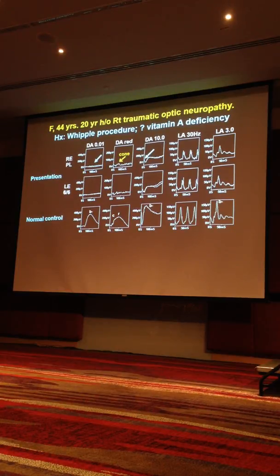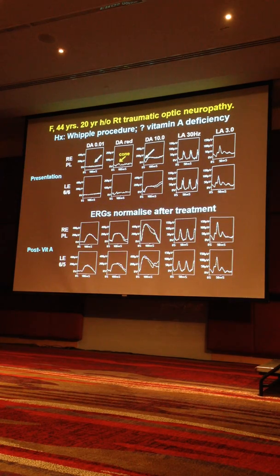Now, for me as an electrophysiologist, this is fantastic because vitamin A deficiency is treatable. Most of the disorders I see are not. So the patient gets given vitamin A, intramuscular injection, complete restoration of retinal function, diagnosis established, underlying pathophysiology confirmed.